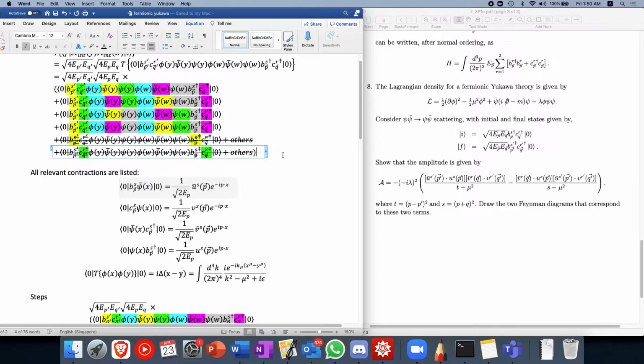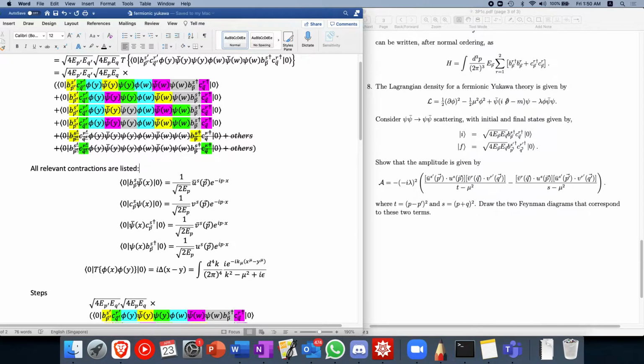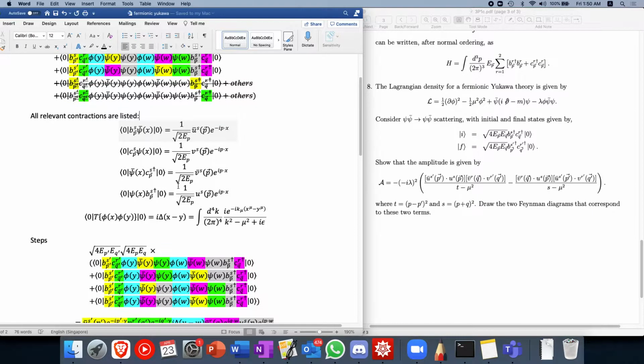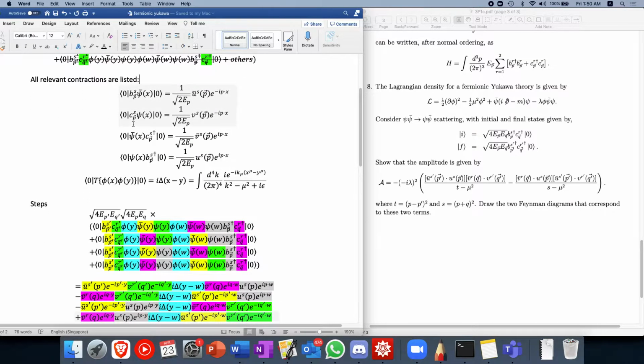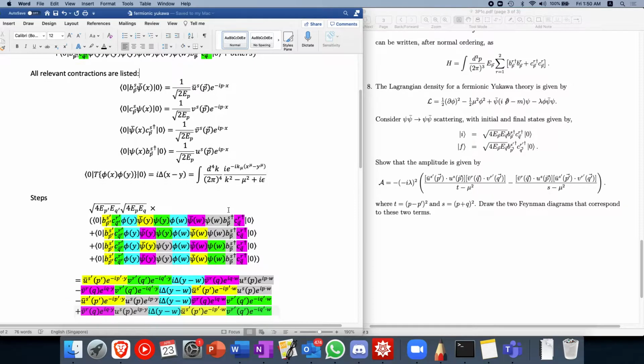Of course there are other contributions as well, but we are not interested in the disconnected Feynman diagrams, so we'll neglect these for now. I believe it has something to do with renormalization. So now all the relevant contractions in the first four terms are given here. Namely we have these four properties, and this is just the Feynman propagator of the scalar field.